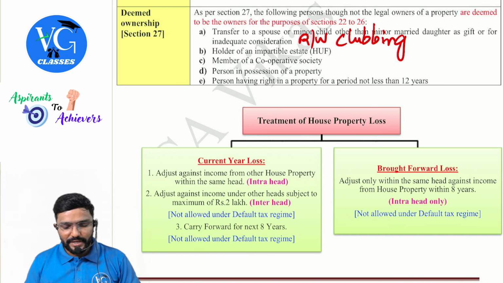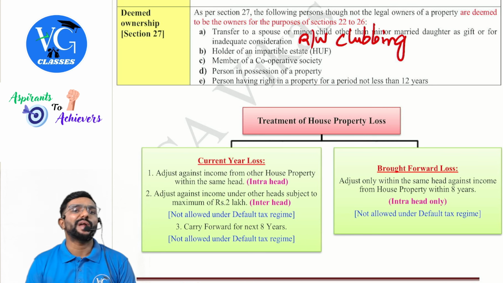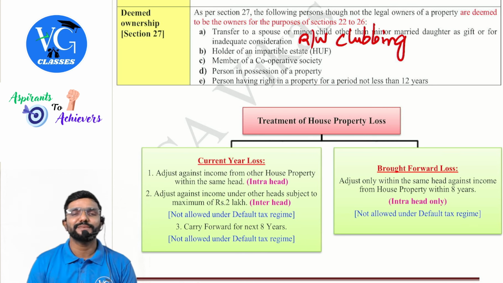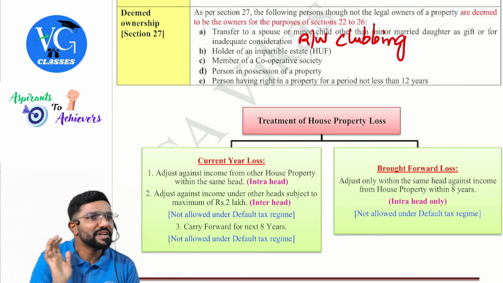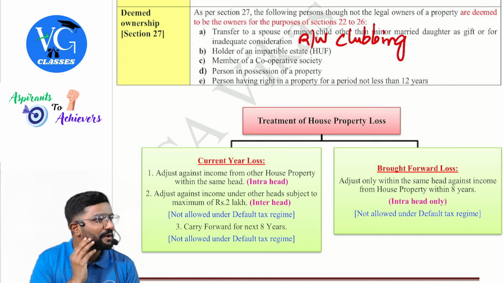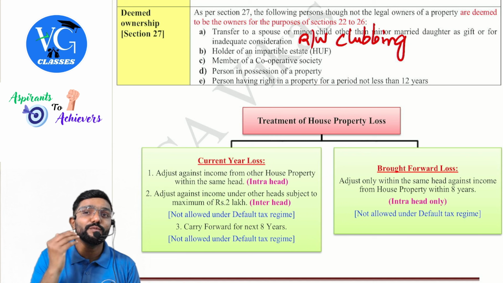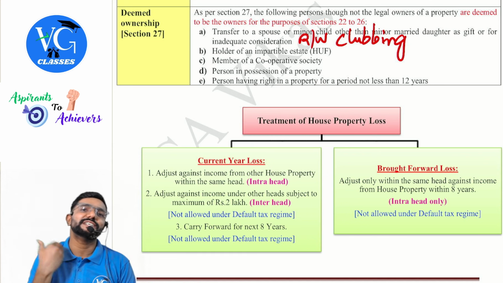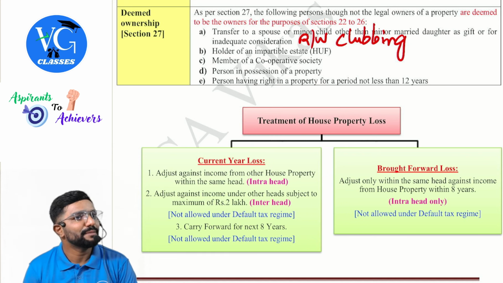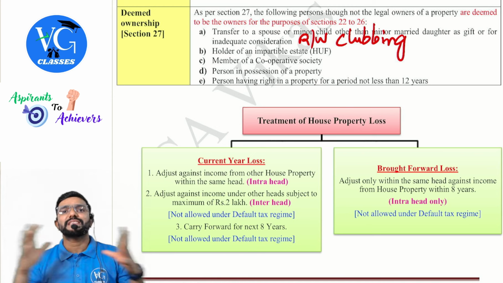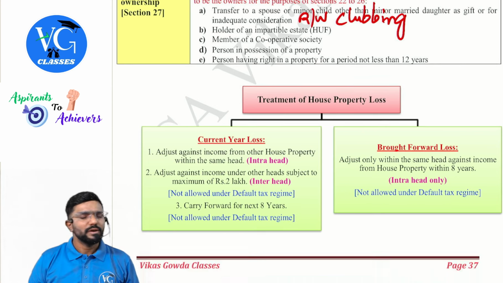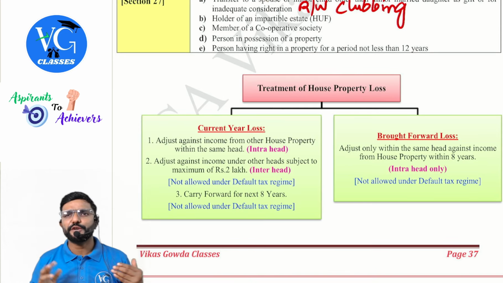Next, person having a right in a property for a period not less than 12 years. Not less than 12 years. It means I have taken the property on lease for 15 years. I am not the owner. The lessor is the owner. But still, as I have taken it for more than 12 years, I am considered a deemed owner, guys. Okay. Done with house property provisions. Now, only a small head, guys, section 22 to 27.